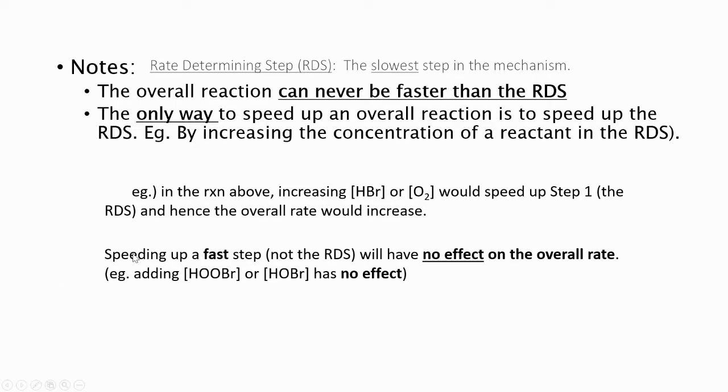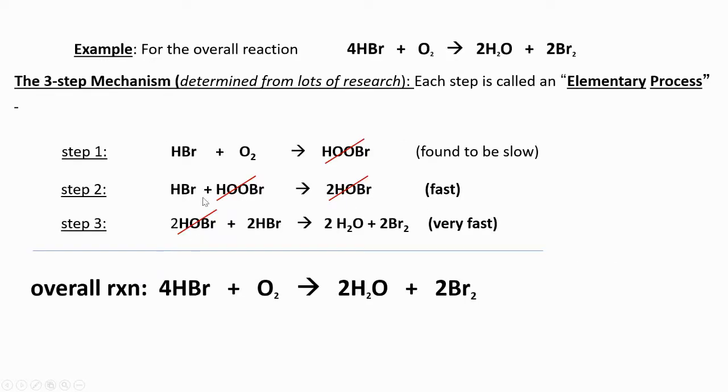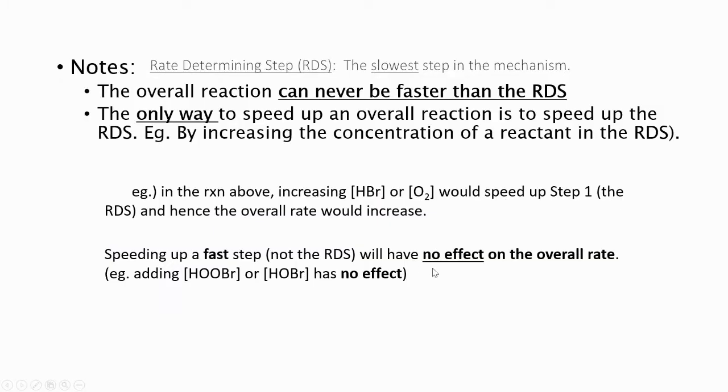All right, so if you sped up a fast step, like in our step two, added more Huber or Hober, it's going to have no effect on the overall rate. You're just making something that's fast already fast. It's like making the fastest person in the five-legged race faster. It's not going to happen. It's not going to make everybody else faster because you still have that one slow person.